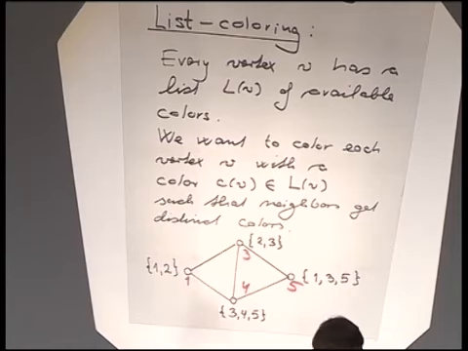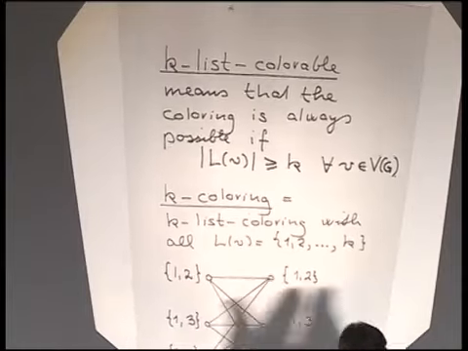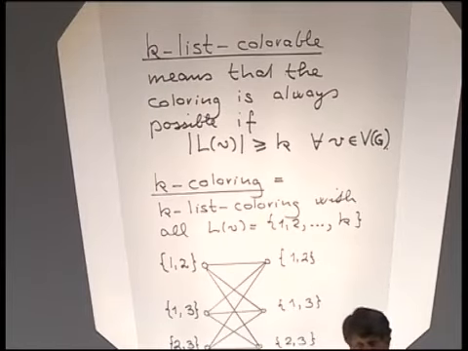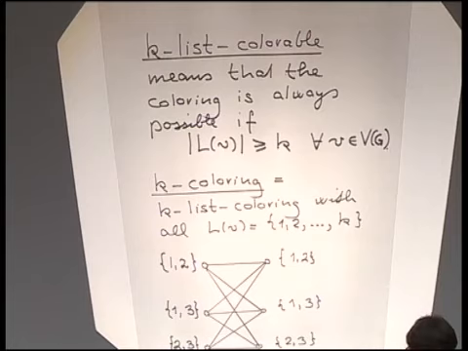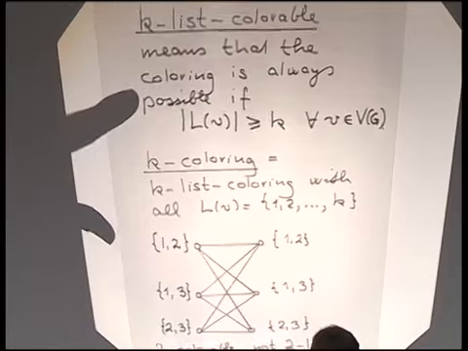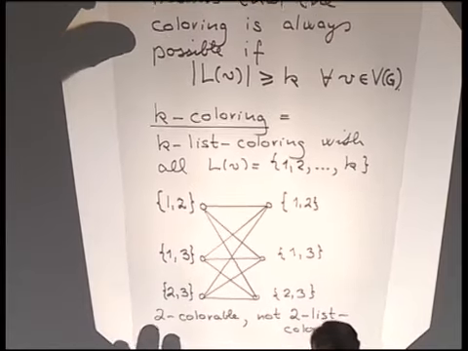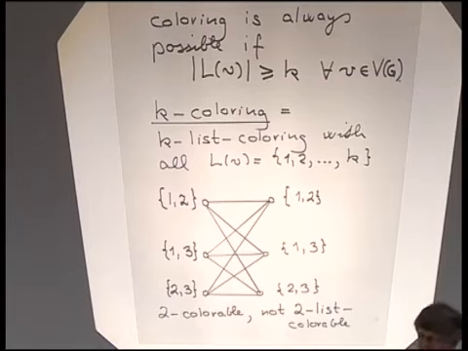And we say that a graph is k-list colorable if the list coloring is always possible, provided all the lists have at least k colors. So every vertex should have at least k available colors. If a list coloring is always possible, in that case we'll call it k-list colorable. Some people also call it k-choosable. And of course this generalizes ordinary k coloring, because ordinary k coloring is just a k-list coloring when all the lists are the same, for example 1, 2, 3 up to k.